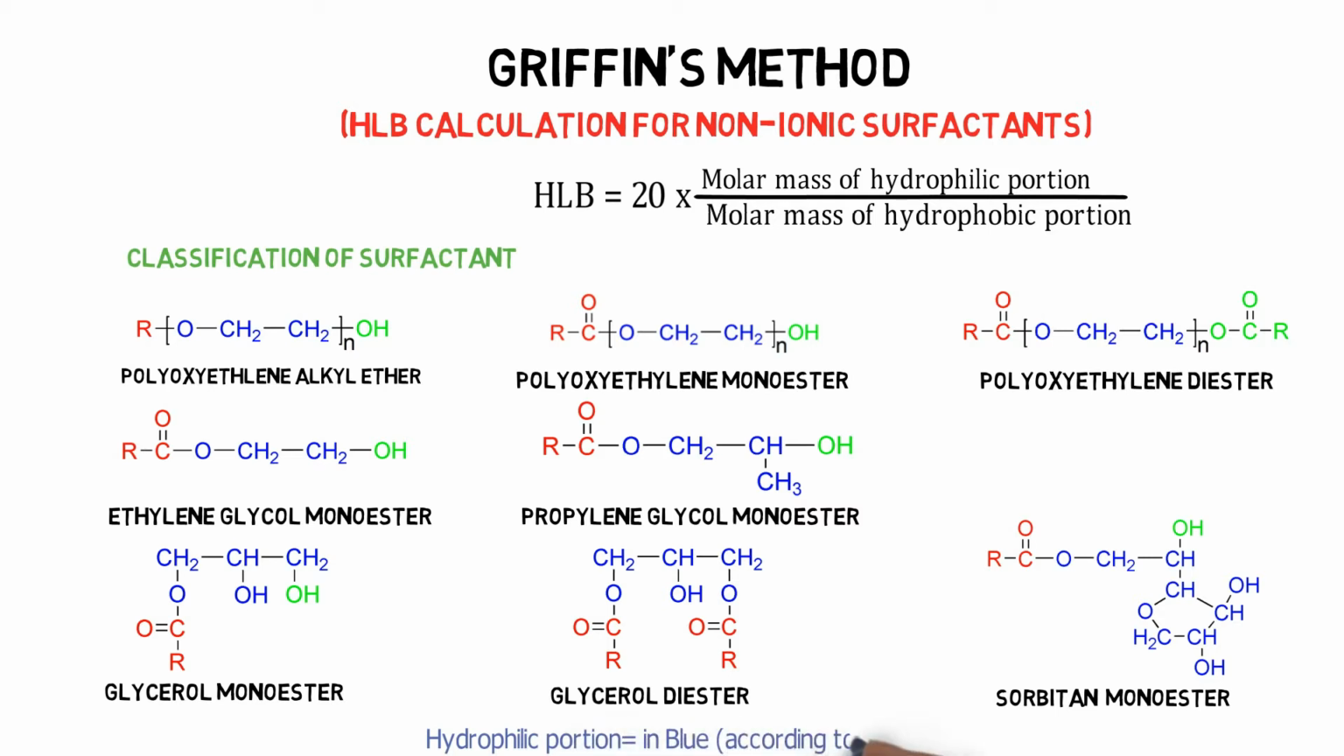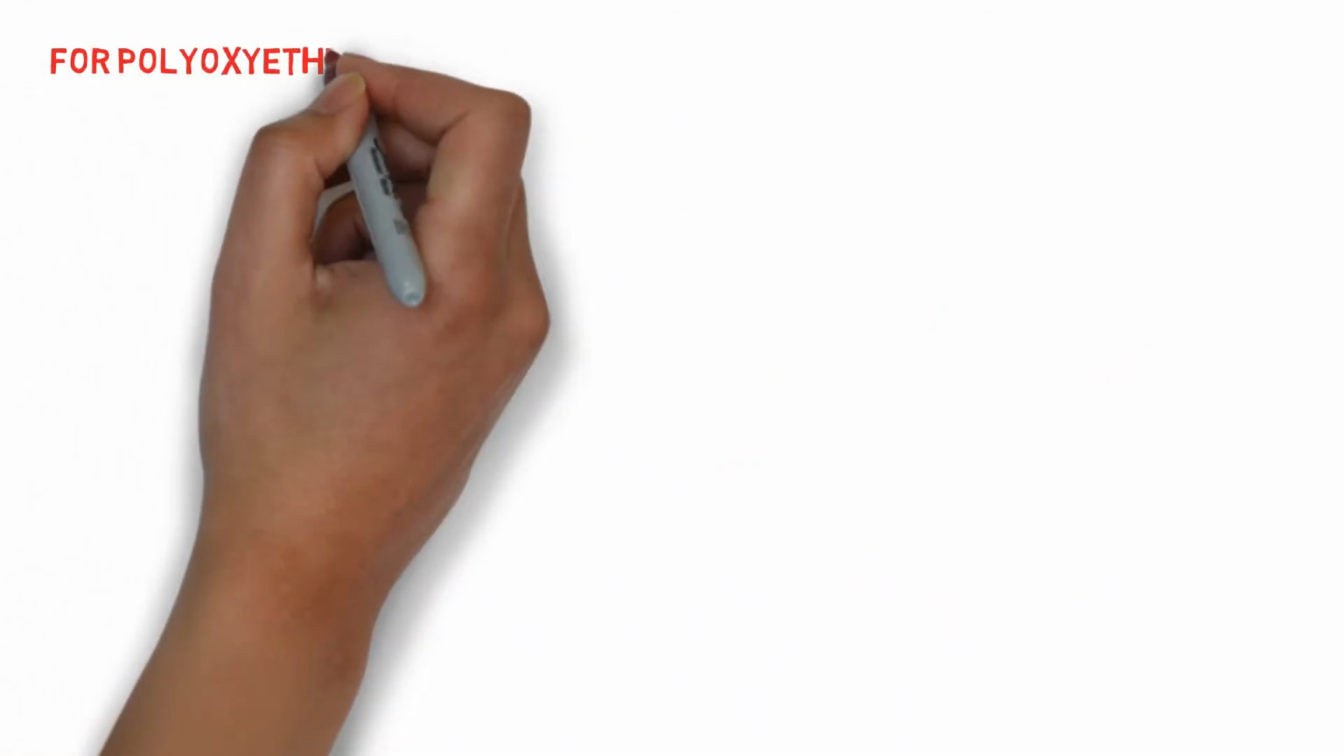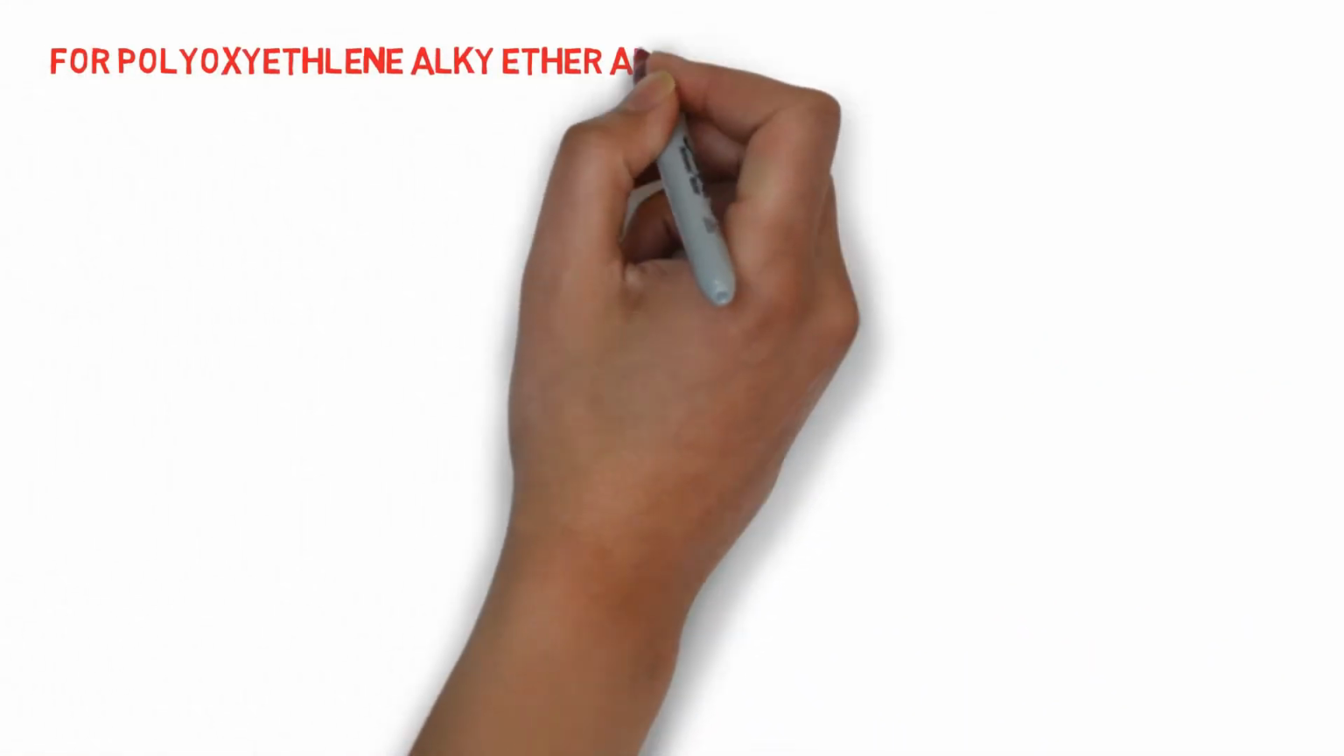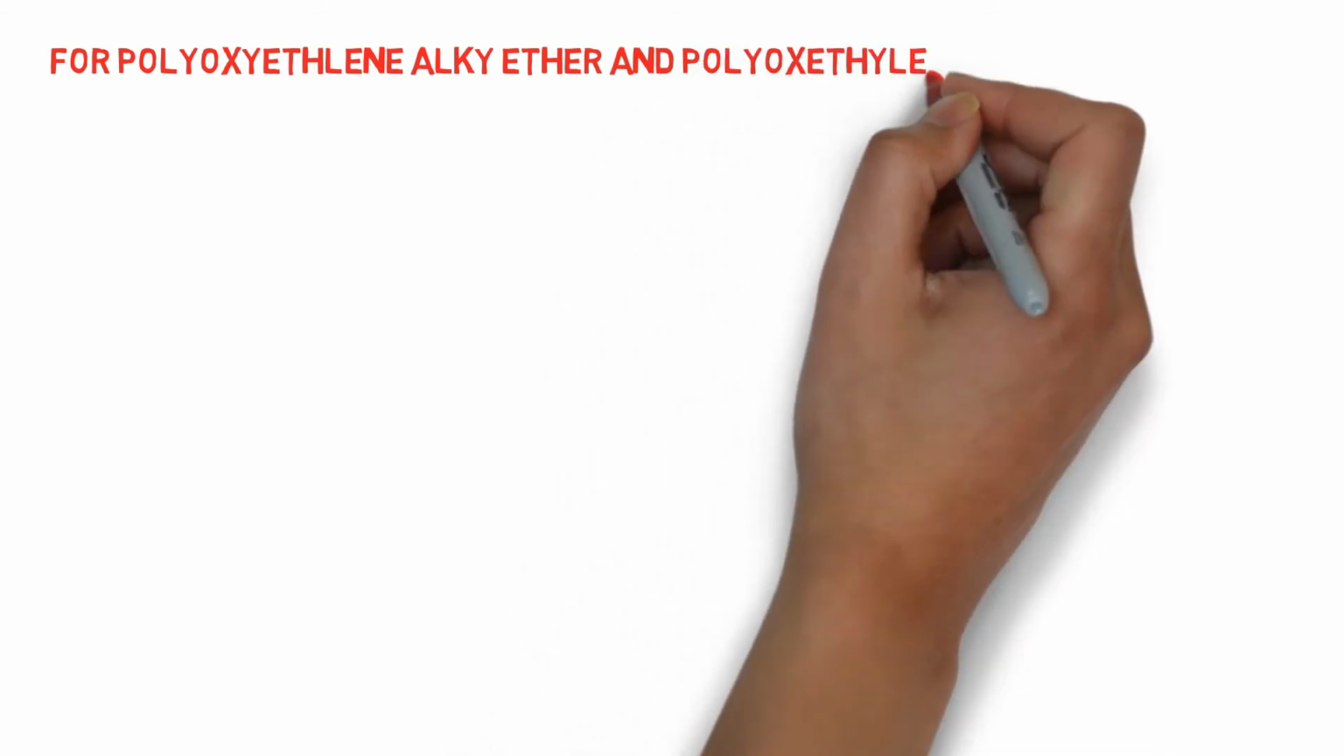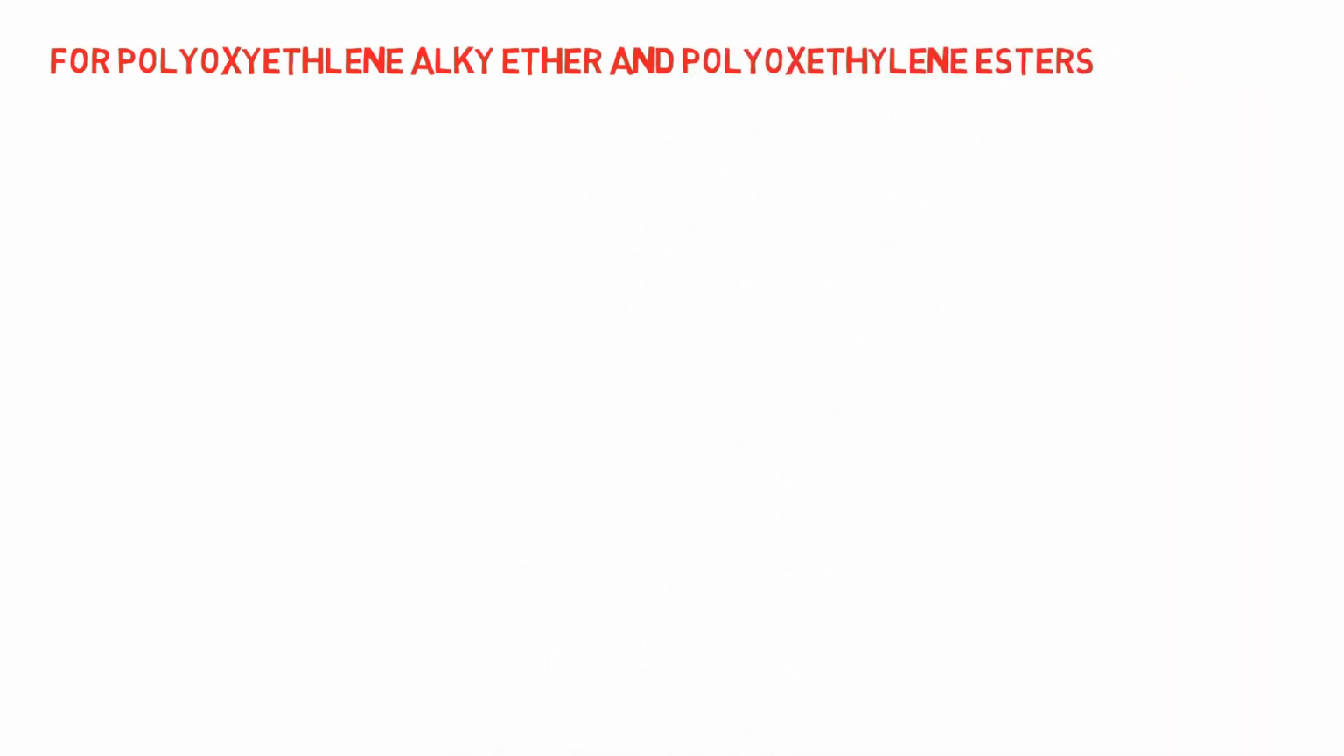It is very important to know about the hydrophilic group in a surfactant to apply the formula, as W. Griffin had not included the terminal group as part of the hydrophilic group in his calculation. In this structure that I am showing you, the area of the molecule in blue is the hydrophilic portion of the molecule. Now we will see which formula holds good for what type of surfactant.